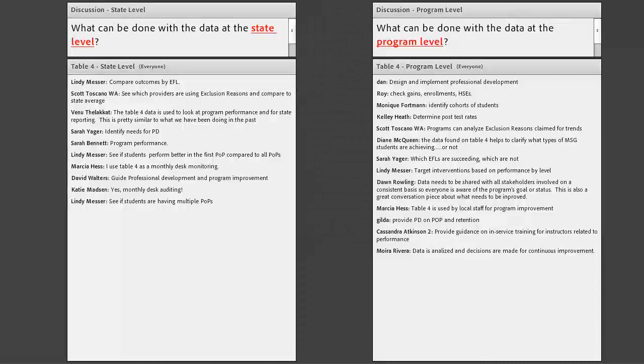Number of POPs, what kind of gains participants are getting, percentage of participants, and all these things that you've mentioned. Identify post-test rates and exclusions and all those things that you brought up. Okay, so take a look at this list. If there's anything that you hadn't thought about, keep it in mind. And we will move on to the next table.